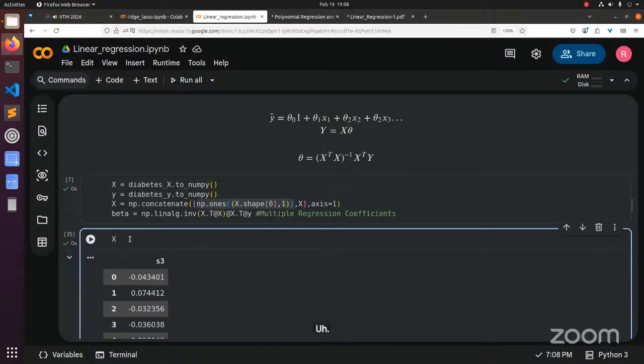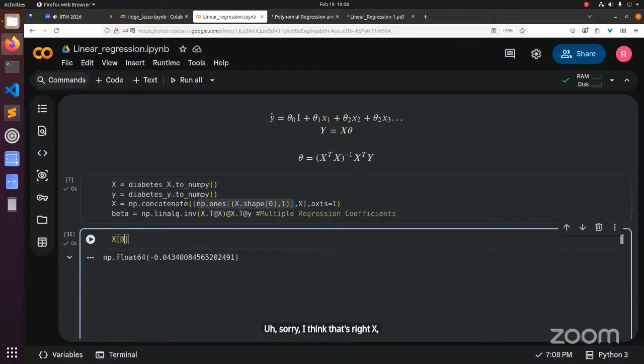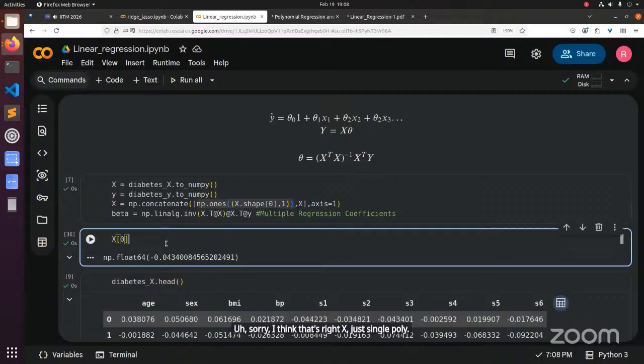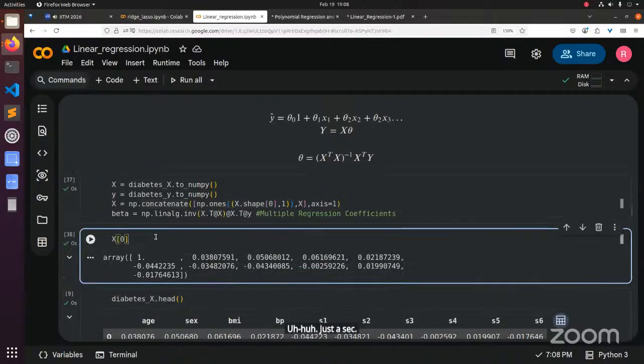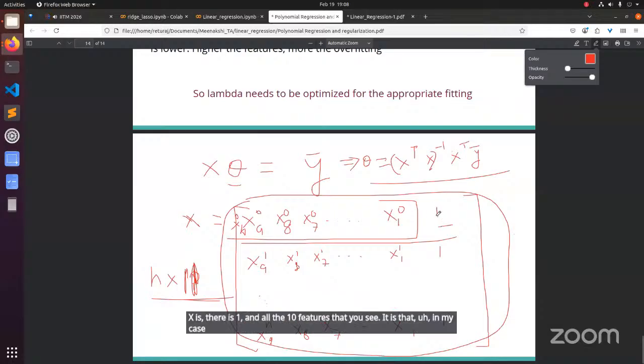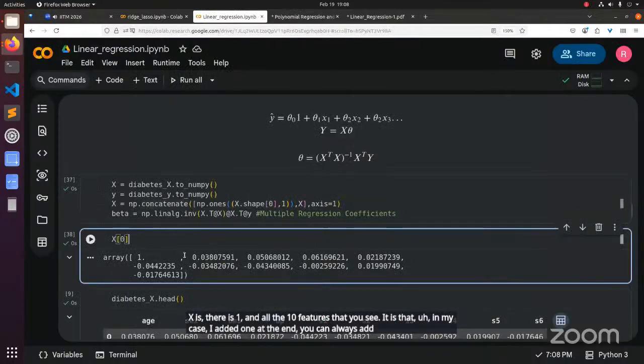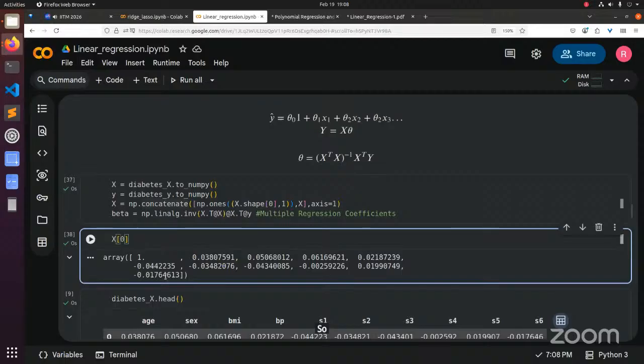Sorry, let's write x as just a single value. Now you will see x has 1 and all the 10 features that you see. It's just that in my case I added 1 at the end. You can always add 1 in the front. So 1 and all the different 10 features that are there.